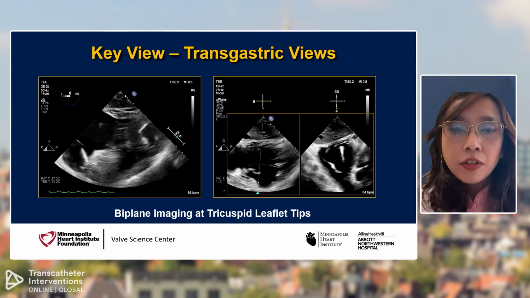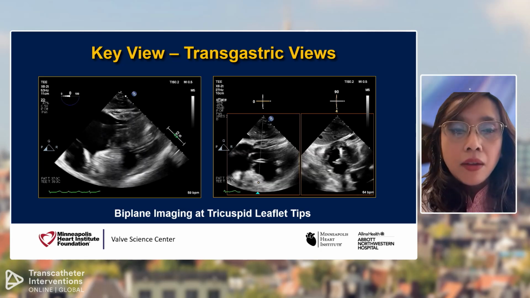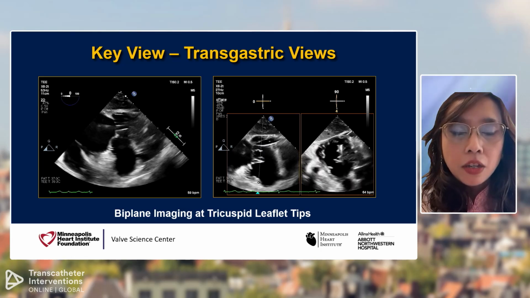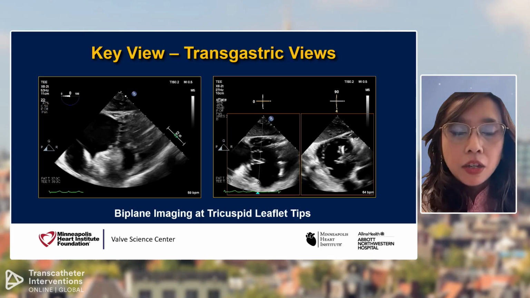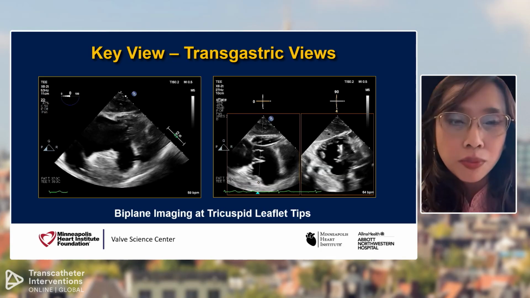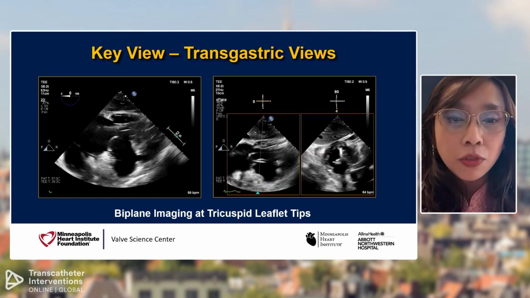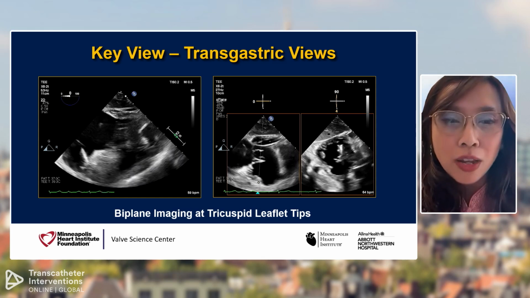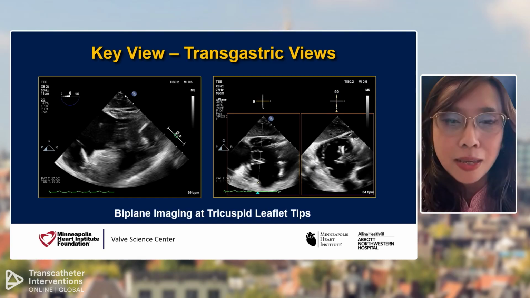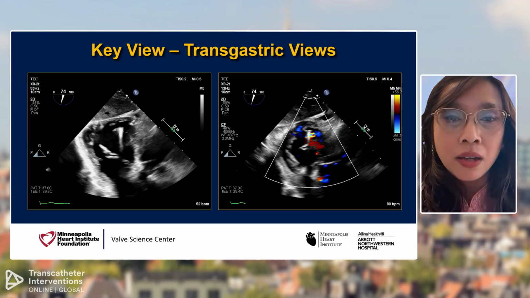The other favorite and key view is your transgastric view on the TEE, making sure that you're at the leaflet tips. I love the primary view at 0 to do the RV inflow-outflow as you push the TEE probe as deep as possible, and then biplane it as your orthogonal view at 90, and you know that you are really at the leaflet tips. So that's my little trick for the transgastric view to really know that you're at the tips of the leaflets.